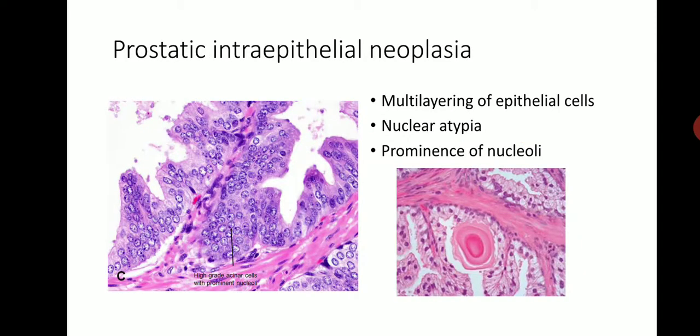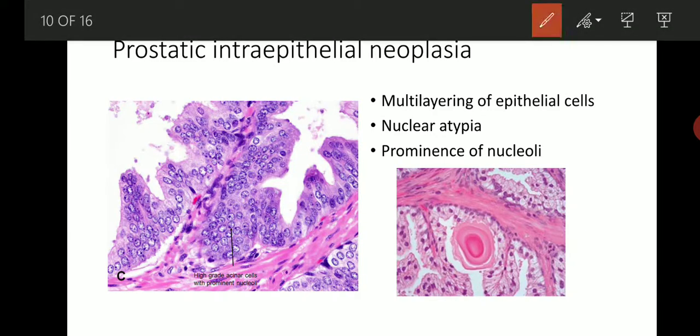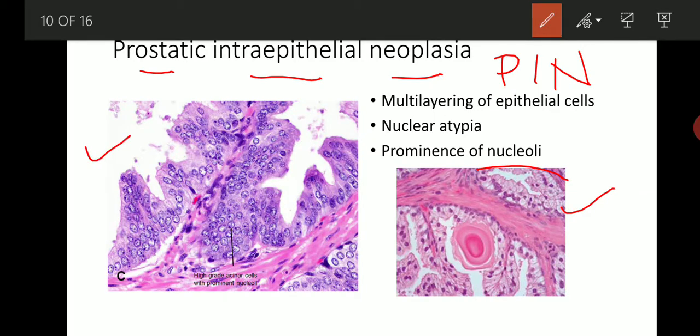The adenocarcinoma also has a precursor lesion. The precursor lesion in prostate is called prostatic intraepithelial neoplasia, or PIN. If you look at this, this is a normal histology and this is PIN, or prostatic intraepithelial neoplasia. PIN is recognized by the fact that the number of cells in the epithelium increases, that is known as multilayering of the epithelial cells.